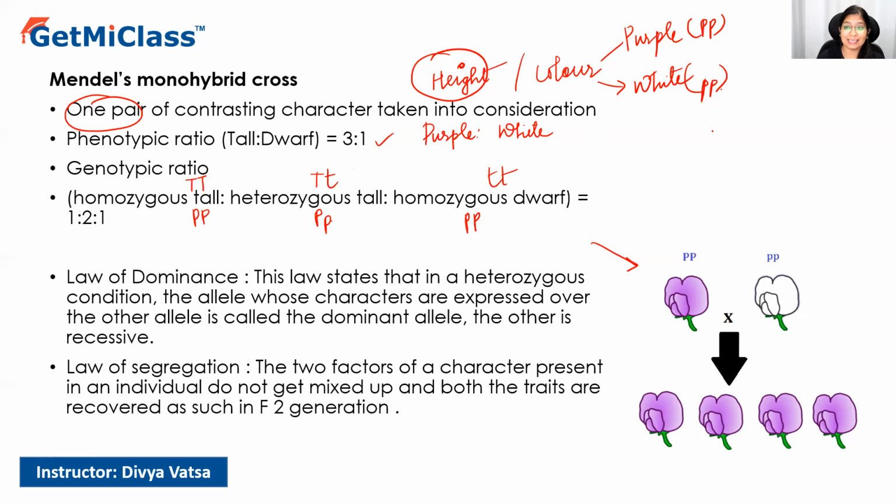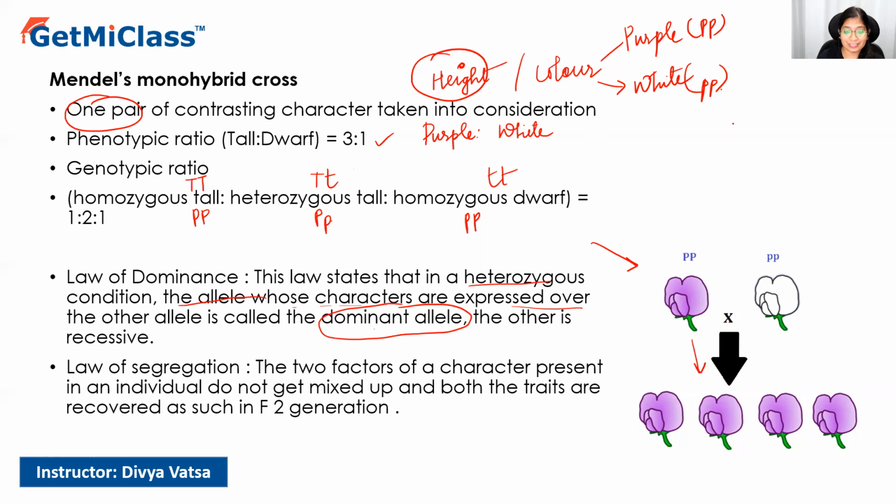What does the law of dominance say? The law of dominance says that in a heterozygous condition, the allele whose characteristics are expressed over the other allele is called dominant. So basically, in this condition, when the fusion takes place, it looks like all the flowers are purple. But are all the parents purple? No, one parent is white. That means one characteristic is expressed over the other one, and this is called the dominant allele. So this was about the law of dominance.